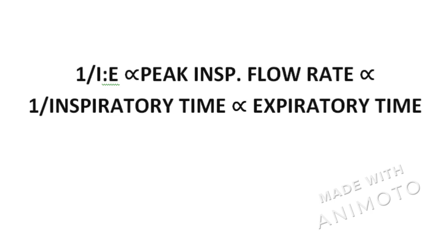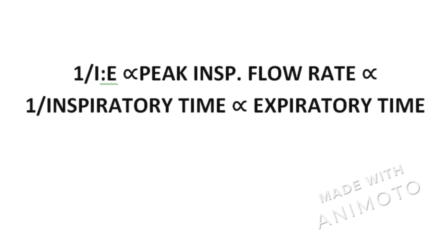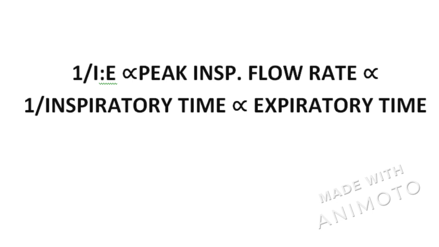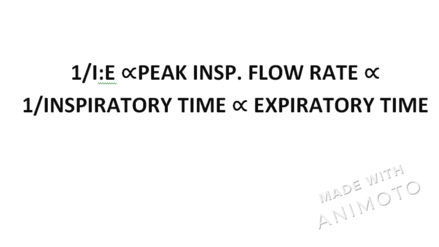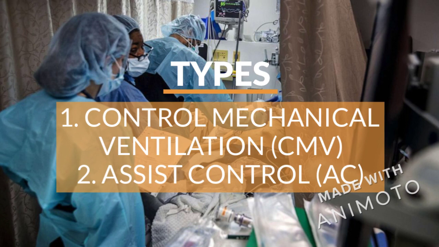One thing that we have to learn here is this equation, which tells us the relationship between the peak inspiratory flow rate, the inspiratory and expiratory ratio, and inspiratory time and expiratory time. What it tells us is that if we increase the peak inspiratory flow rate, the inspiratory time will become less. So there will be more inspiration in less time, and there will be more time left for expiration.